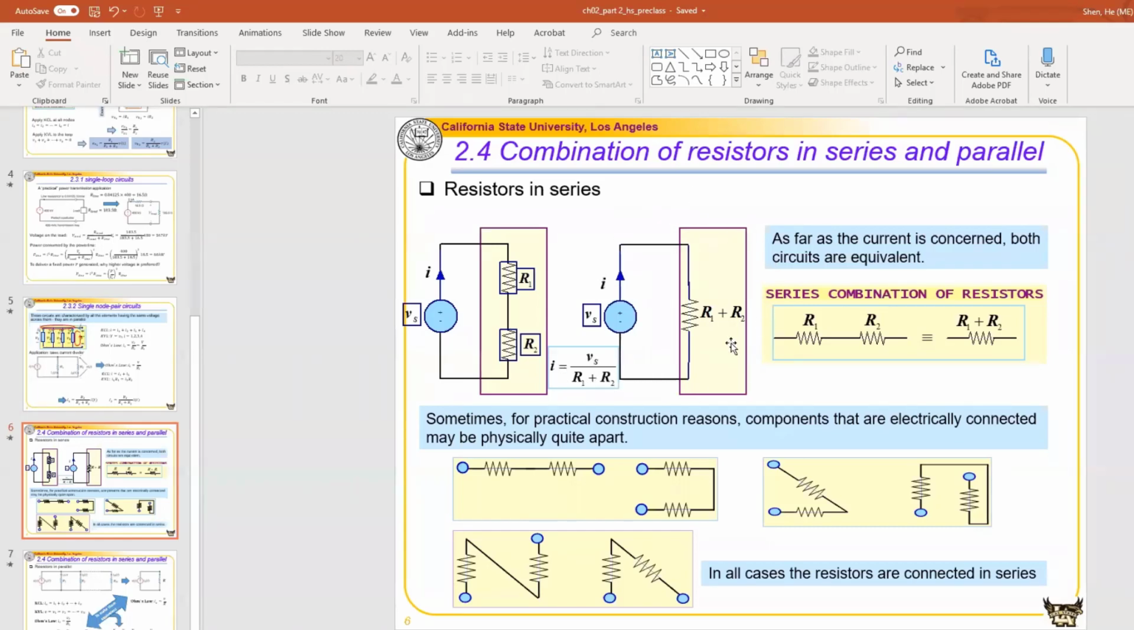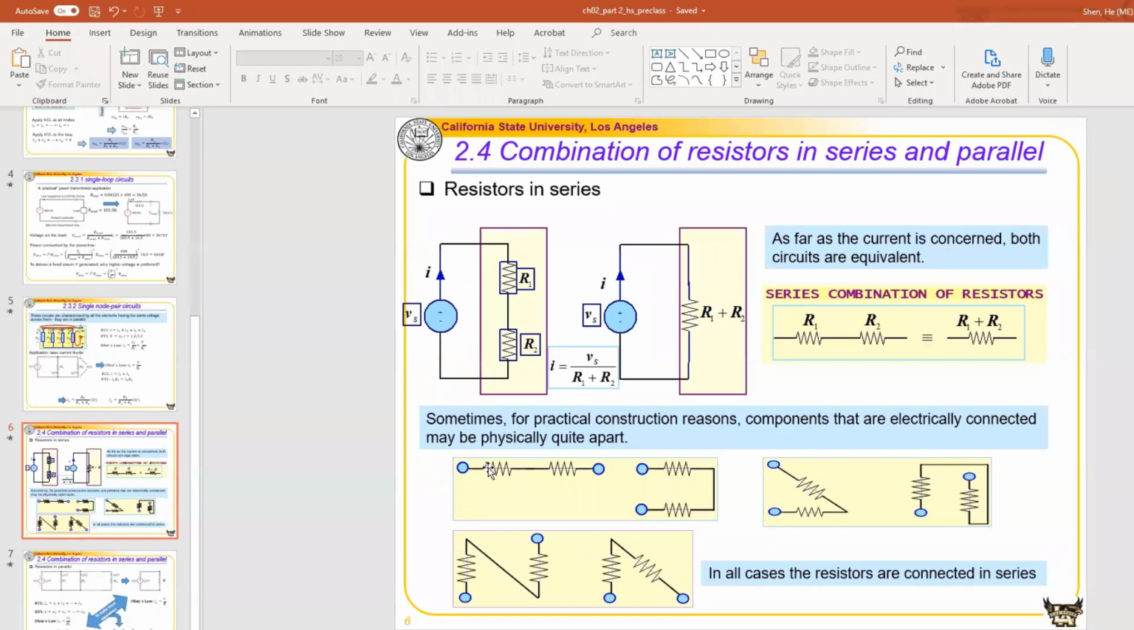And assume that we have an equivalent circuit, and this equivalent circuit only has one resistor. This resistor will be equivalent to that. When we say equivalent, it means that if I apply the same voltage source, I should be able to see the same current compared to the previous network. If we want to keep the current the same, the voltage divided by this resistor has to have the value of R1 plus R2. So this is why for two resistors in series, the overall resistance is equal to R1 plus R2.